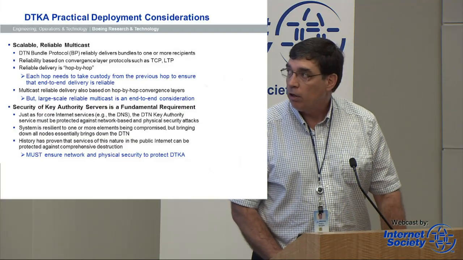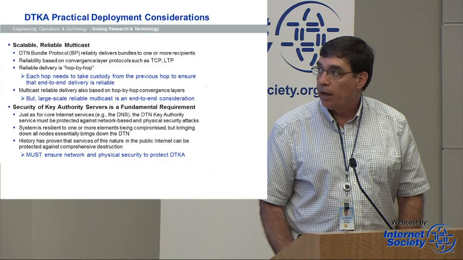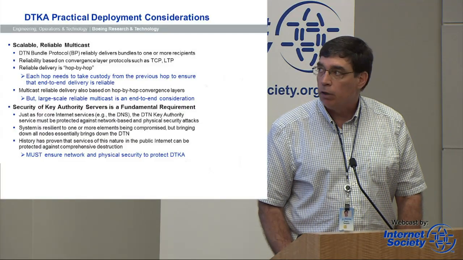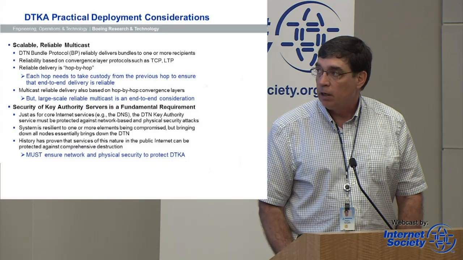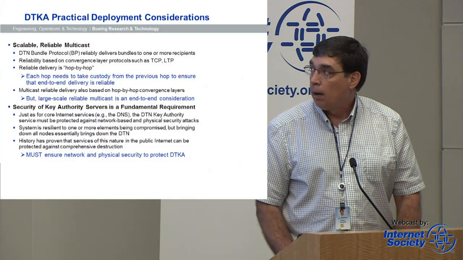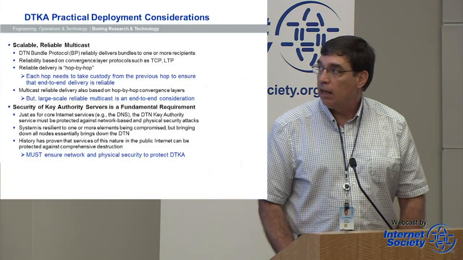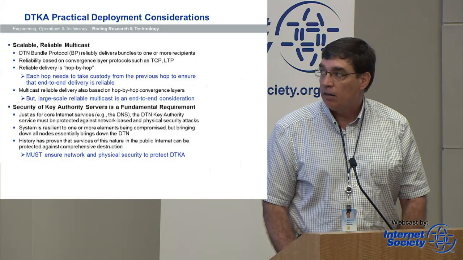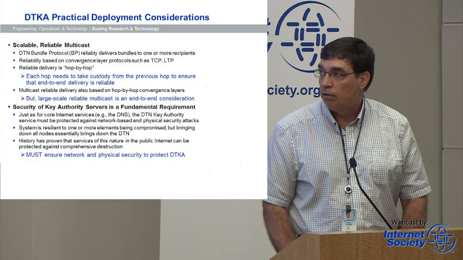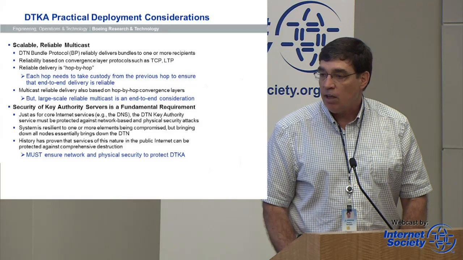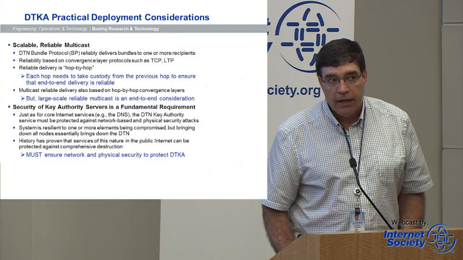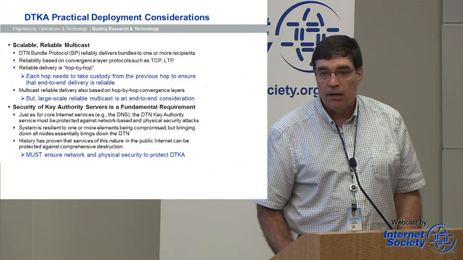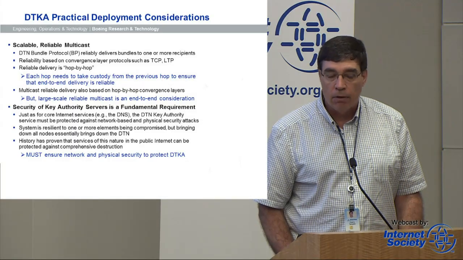The system is resilient to one or more elements being compromised, but if you bring down all of the key authority nodes, it's the same thing as bringing down the DTN. But history has shown that services of this nature can be protected against comprehensive destruction. So it would take a massively coordinated event to bring down the DTK key authority nodes, and I'll show that in the demo that's going to follow.